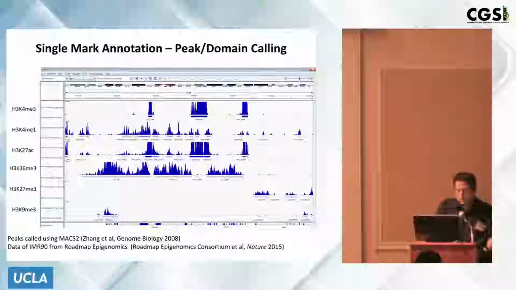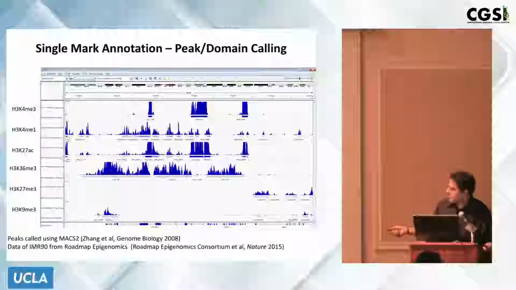So one of the first things one can do with this type of data to annotate different locations in the genome is call peaks or domains of different modifications. And there's a lot of different methods to do this.